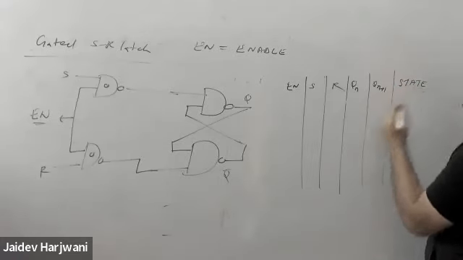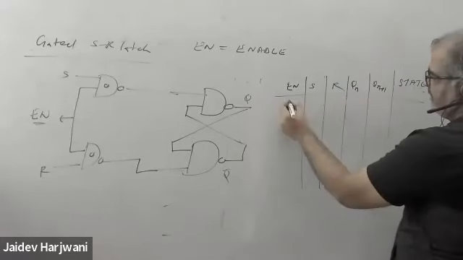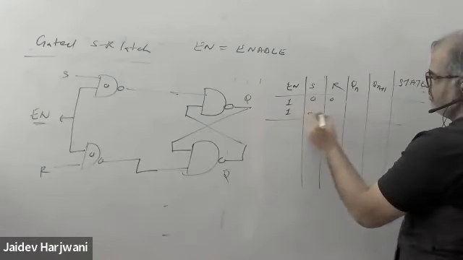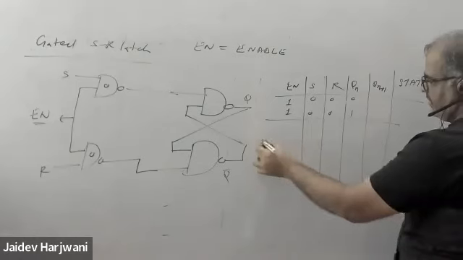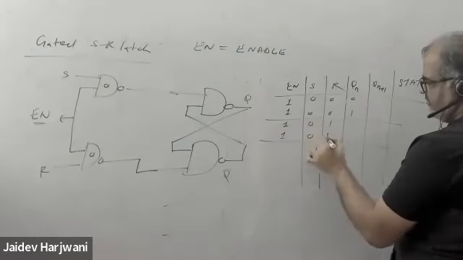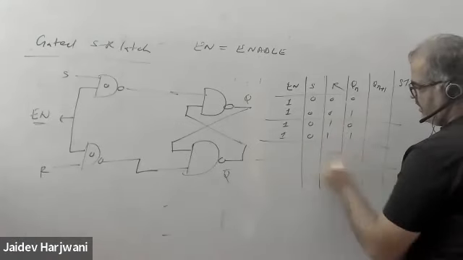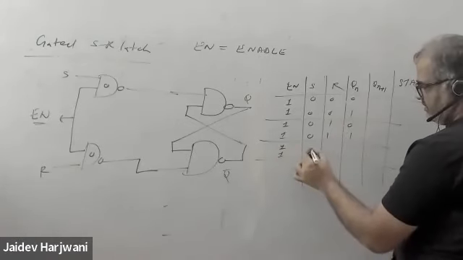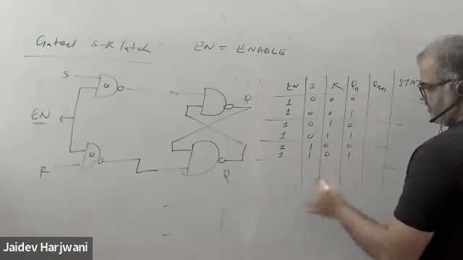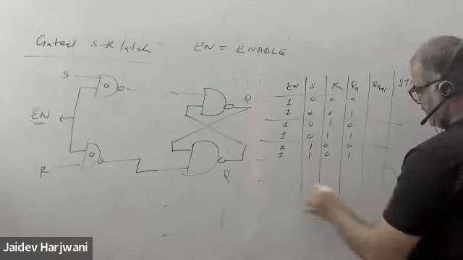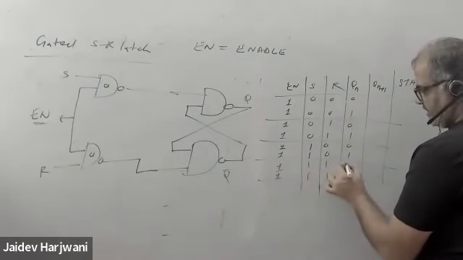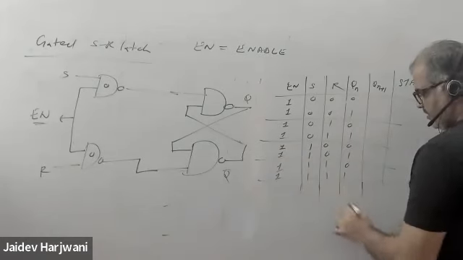Okay, now I'm making enable 1 first, in all cases. I'm taking S R as 0 0. This is 0, this is 1. Again with enable 1, you have 0 1. This is 0, this is 1. Again I'm taking enable 1, this is your 1 0. This is 0, this is 1. And again I'm taking this enable 1, this time S R is 1 1, and this is the state, 0 or 1. So it can be 0 or 1.